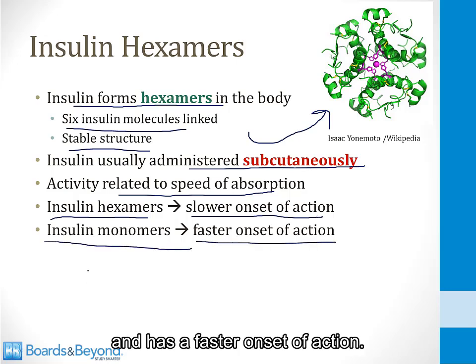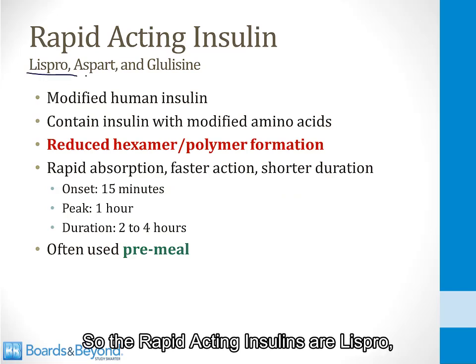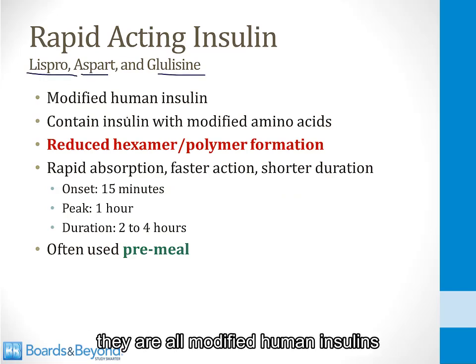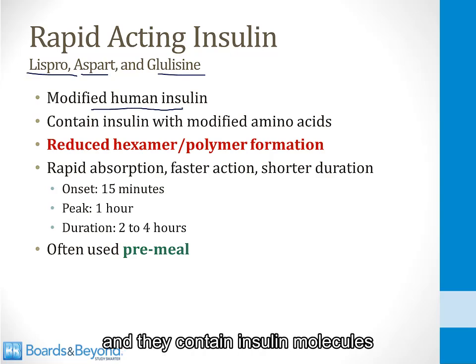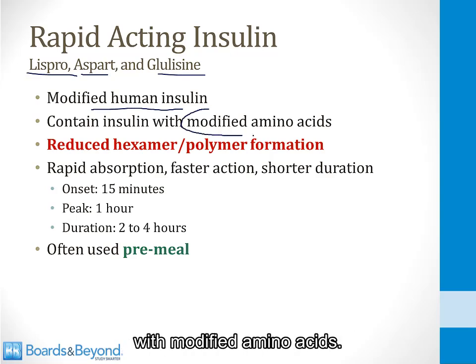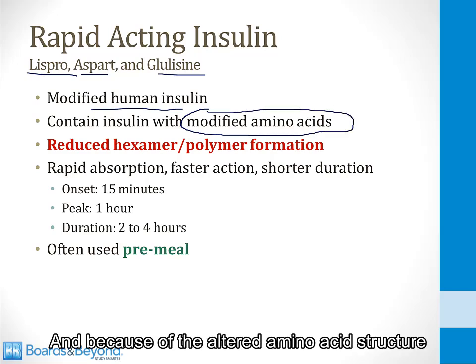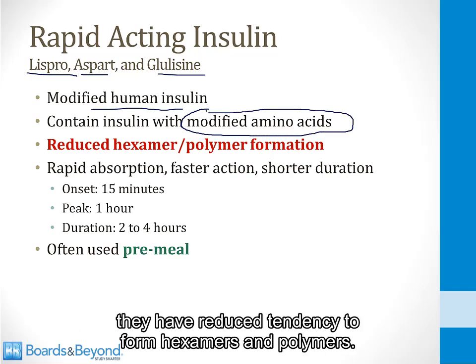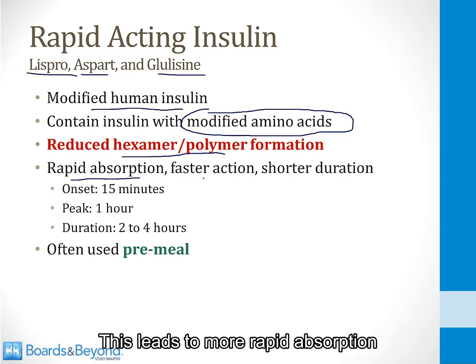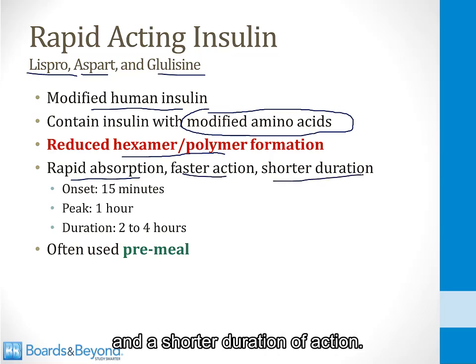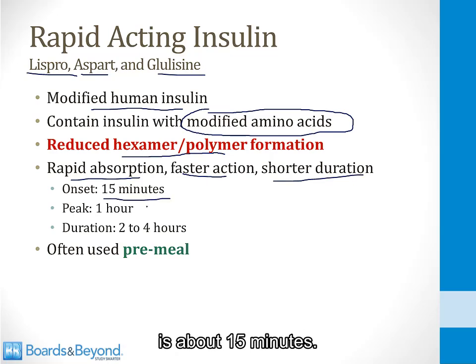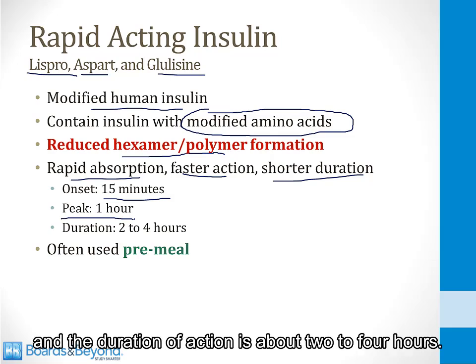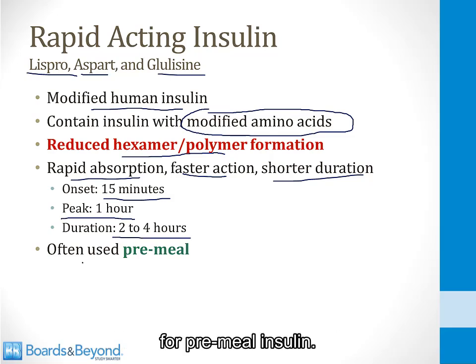faster onset of action. So the rapid-acting insulins are Lispro, Aspart, and Glulisine. They are all modified human insulins, and they contain insulin molecules with modified amino acids, and because of the altered amino acid structure, they have a reduced tendency to form hexamers and polymers. This leads to more rapid absorption, a faster onset of action, and a shorter duration of action. So the onset of action for these drugs is about 15 minutes, the peak effect occurs in about an hour, and the duration of action is about 2 to 4 hours. This makes them the perfect drugs for pre-meal insulin.